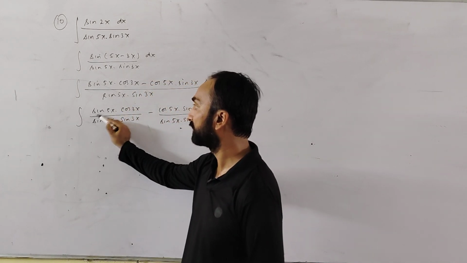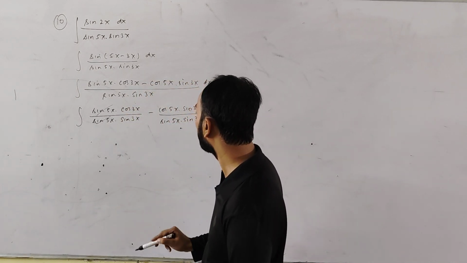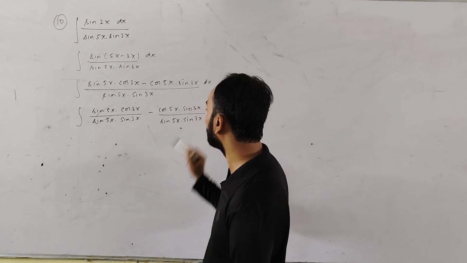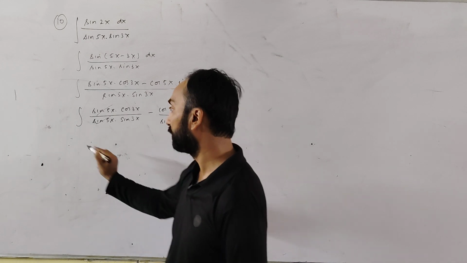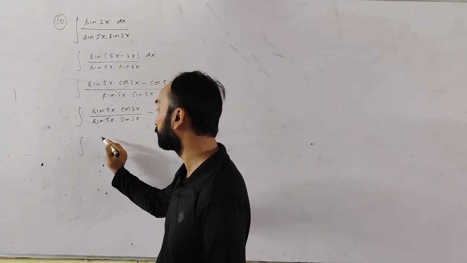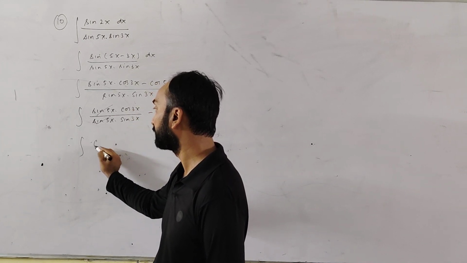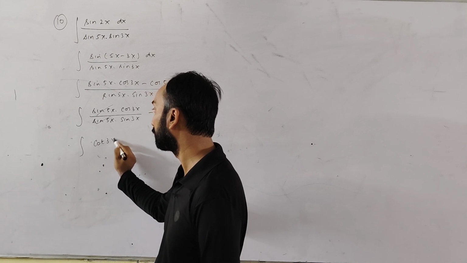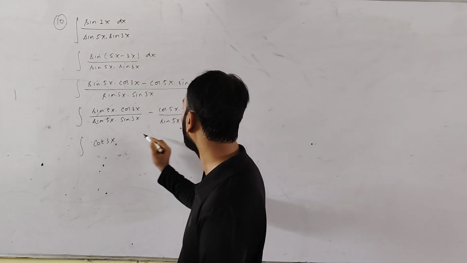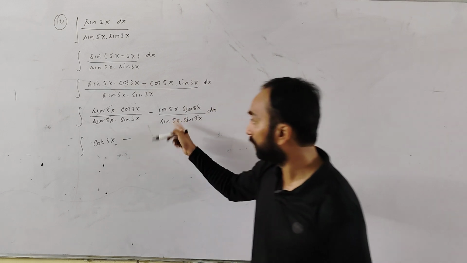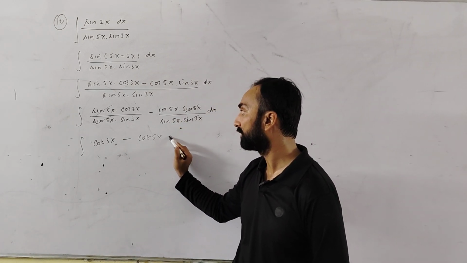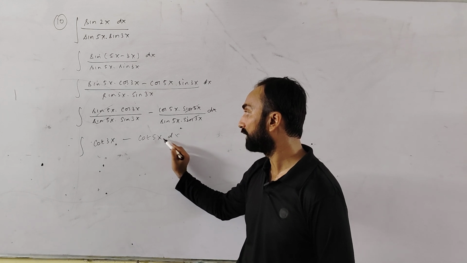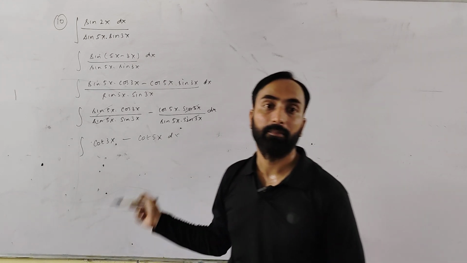Now sin 5x and sin 5x can be cancelled from here. Similarly, I can cancel sin 3x and sin 3x from here. Now the only thing I will be left with is cos 3x by sin 3x. So cos by sin is, we know, cot, and here I will get cos by sin again, so this will become cot 5x, right? I hope we have reached that level. Cot 3x minus cot 5x.